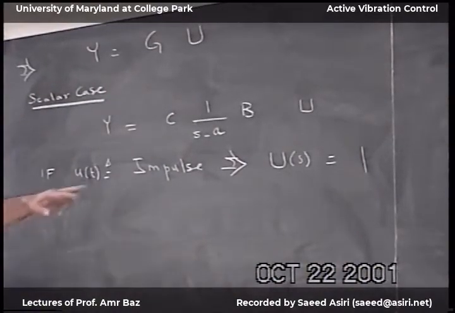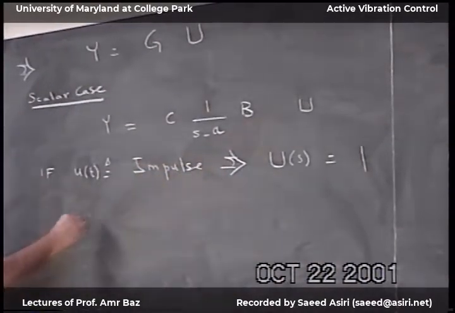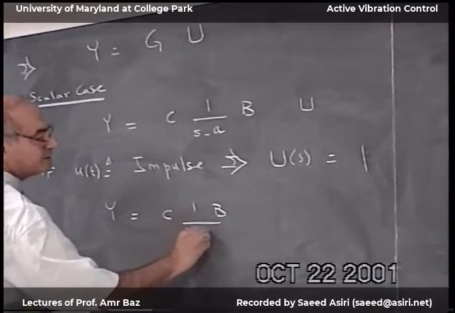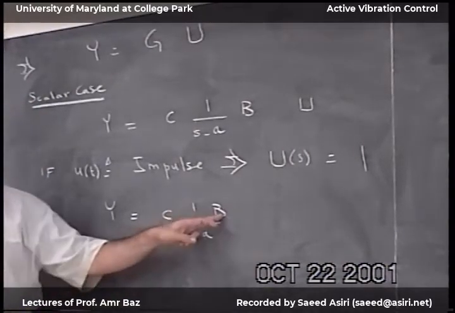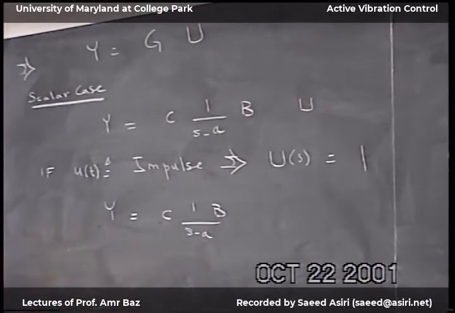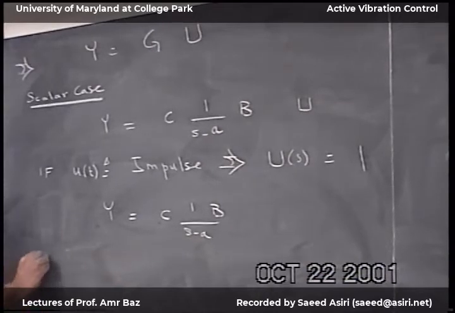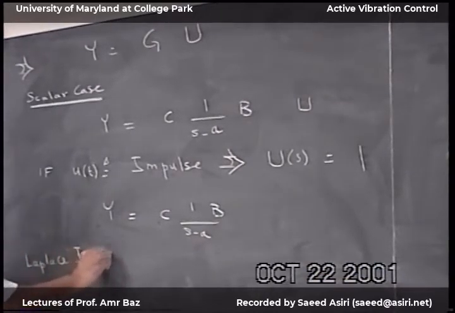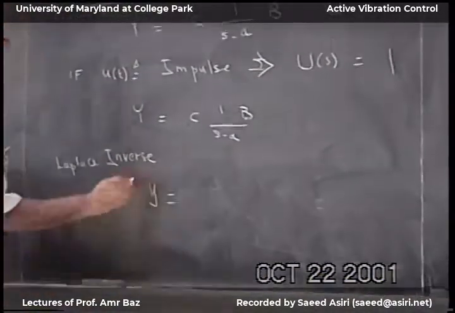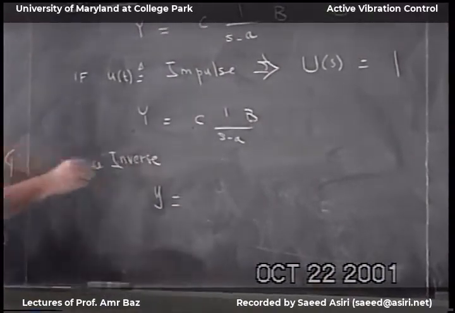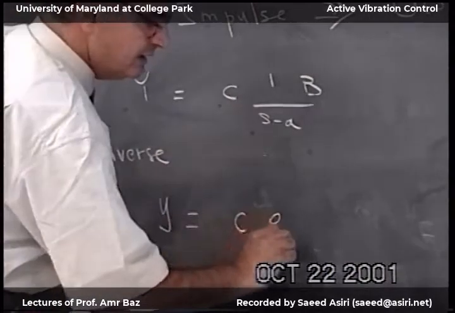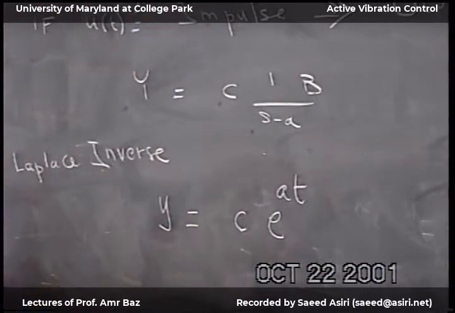Okay. So now if I take this and plug it here, then we have y is equal to c b over s minus a. This is a scalar, and a scalar. Now I want to go from the Laplace domain to the time domain. So we'll do Laplace inverse. So y in the time domain will equal c, it's a constant, and then this term in the time domain becomes exponential e to the at, and then b.